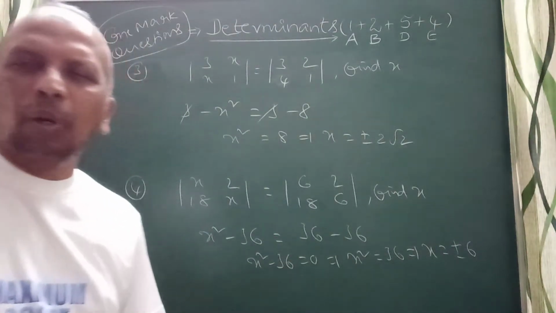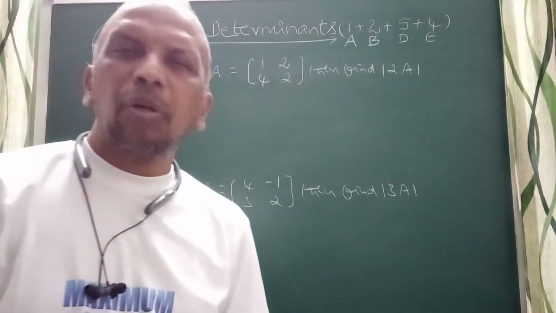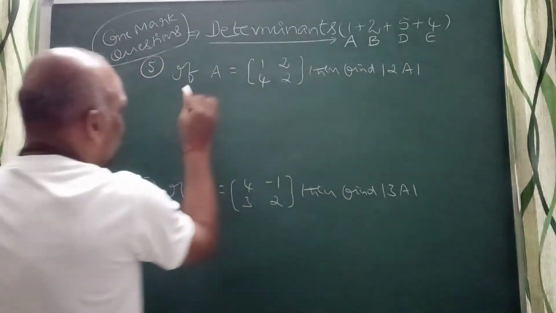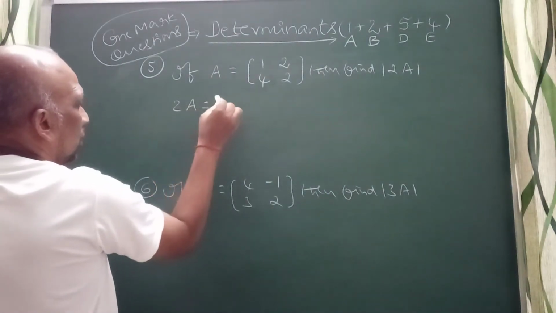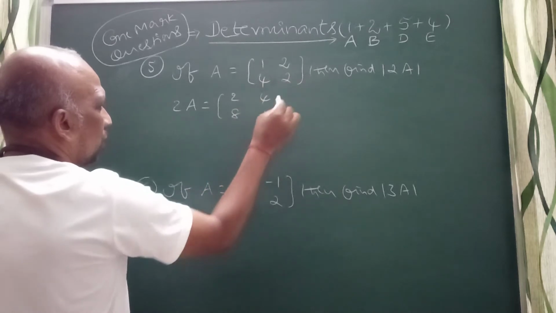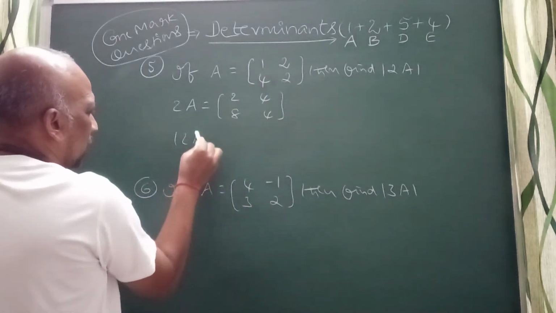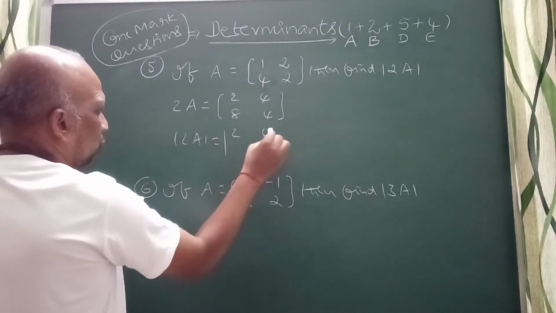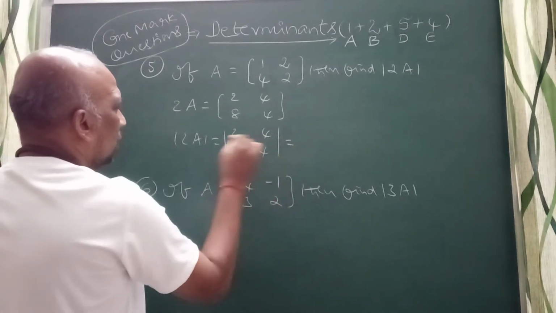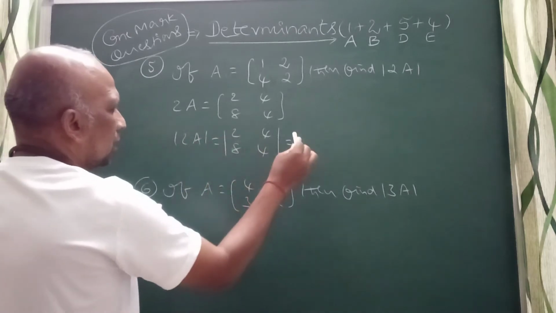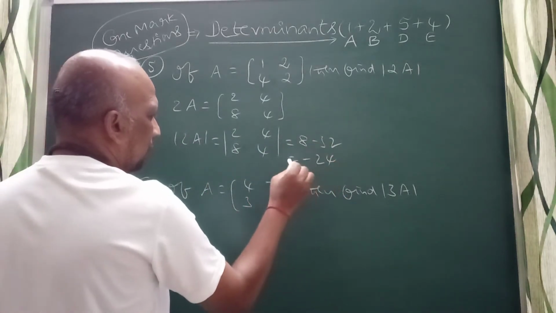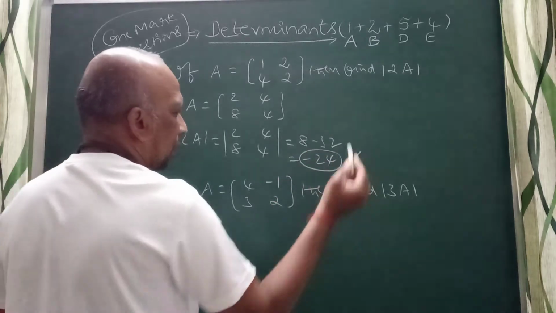We will solve the next problem now. This problem we can solve in two ways. Suppose they are asking delta of 2A. Directly we can find 2A. So we take 2A, the matrix 2, 4, 8, 4, right? Now delta of 2A: write 2, 4, 8, 4. Then directly, delta of 2A means 8 minus 32, which comes to minus 24, right? Minus 24 is the required answer.